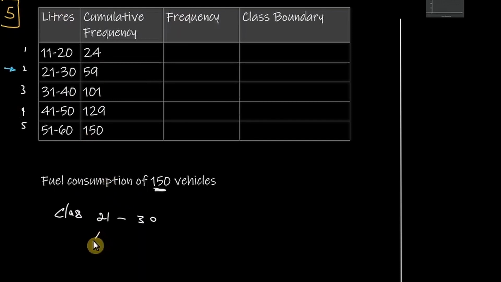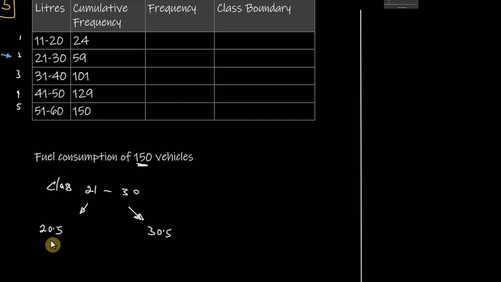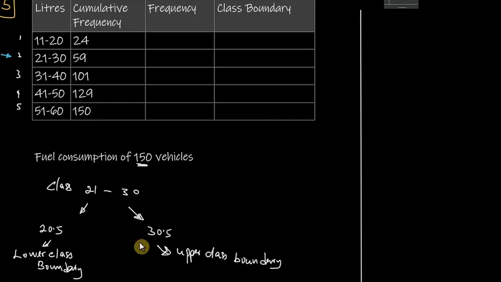The lower class boundary is found by subtracting a half from the lower class limit. So we'd have 20.5. And just to note that the upper class boundary would be found by adding a half to the upper class limit, which would be 30.5. So this would represent the lower class boundary and this 30.5 would represent the upper class boundary. So the lower class boundary would be 20.5 for this particular class.